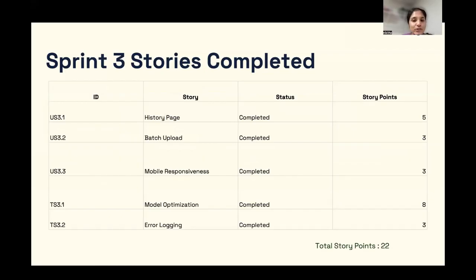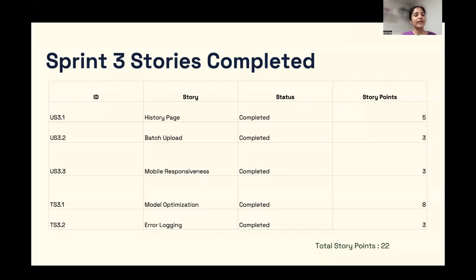Yes, Sprint 3 user stories are completed as per the Sprint backlog. We checked everything, so we can see the user stories as well as the technical stories over here. We checked the history page, batch upload, mobile responsiveness, model optimization and error logging. For the history page, we got accurate and exact output, so the status was completed and we reached our user story.